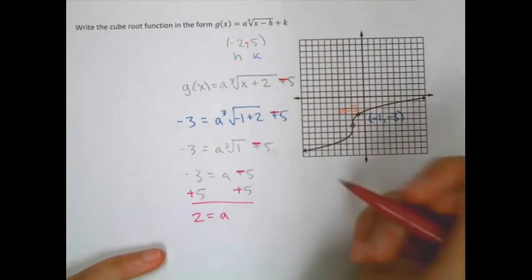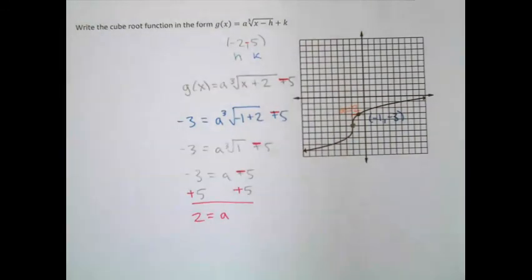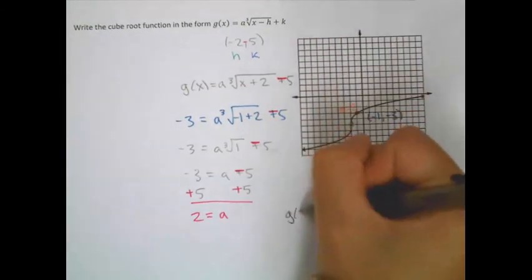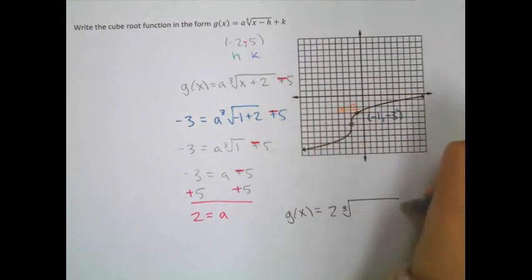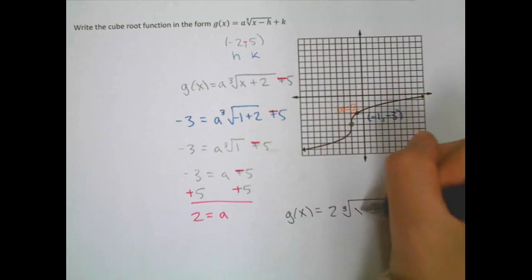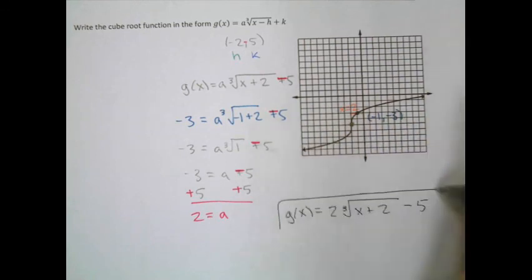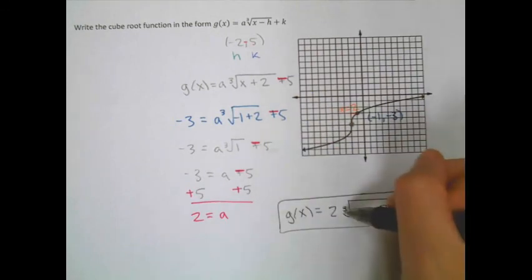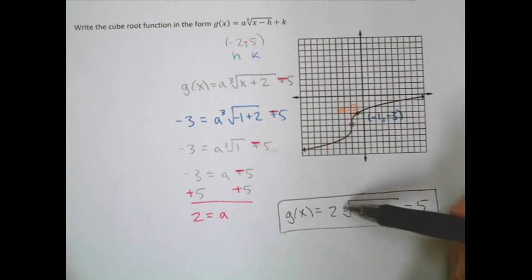Don't make silly mistakes like Ms. Marshall. So then I can put it all together and get g of x is equal to 2 times the cubed root of x plus 2, minus 5. Please be very careful when you're writing this by hand that this index number of 3 is written small enough so it doesn't look like 23 times the cubed root of x plus 2. Make sure you write it small and in its little cubby.